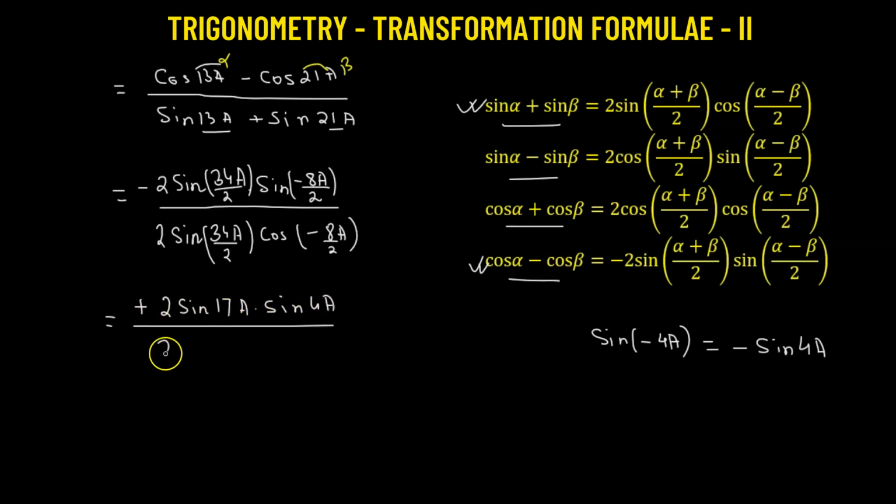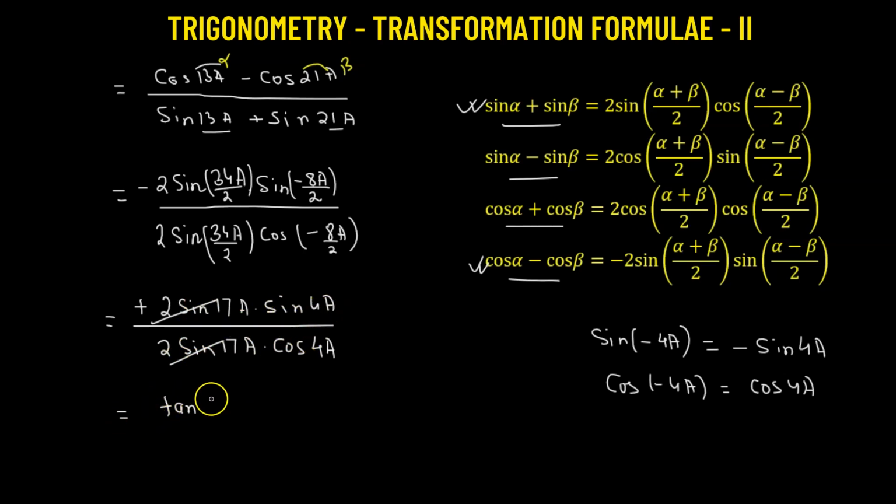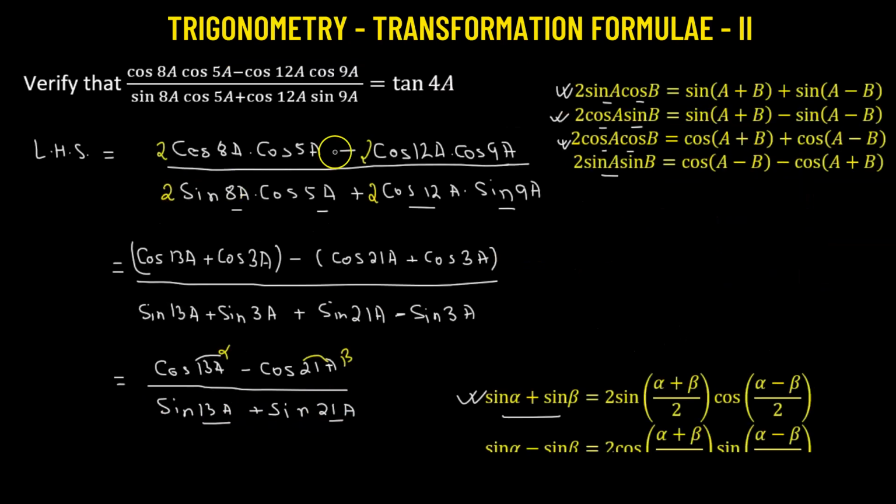Divided by 2 times sine of angle 17a multiplied by cosine of angle, now here we have cosine of negative 4a. Cosine is an even function, so we get positive cosine of 4a. So 2 times sine 17a will get factored out from the numerator and the denominator. We are only left with the ratio sine 4a over cosine 4a, which is nothing but the tangent function. So we are left with tangent of 4a, and this is the expression on the right-hand side. Therefore, we have successfully shown that the left-hand side of our given expression is exactly equal to the right-hand side, which is tangent of 4a.